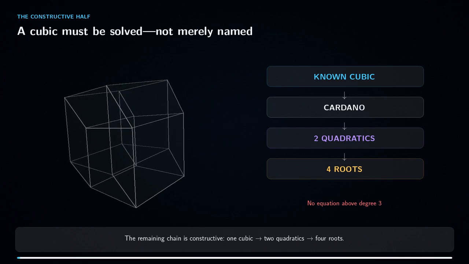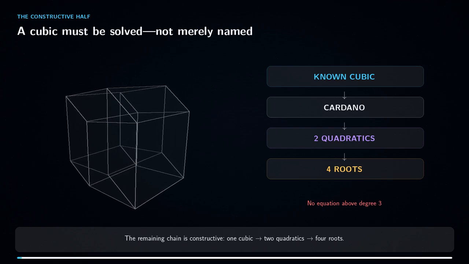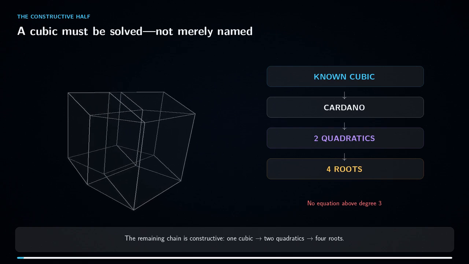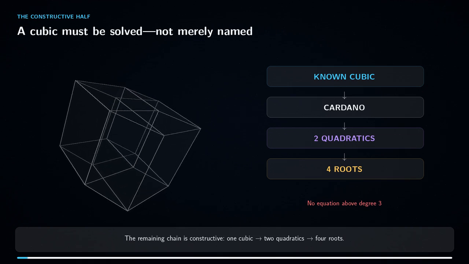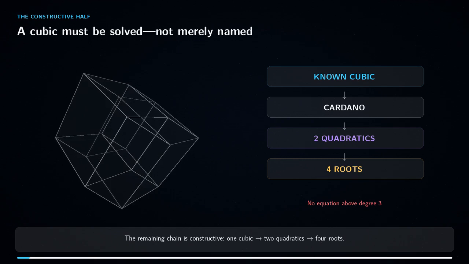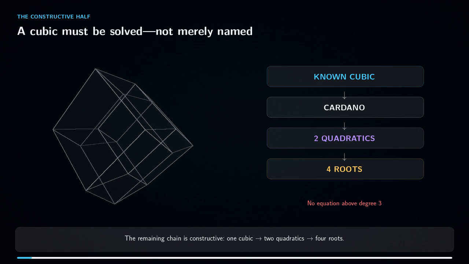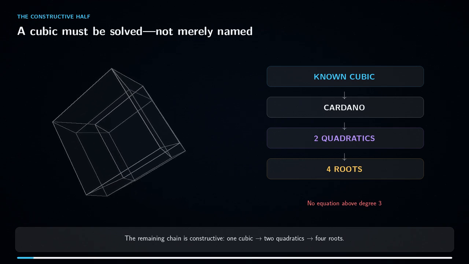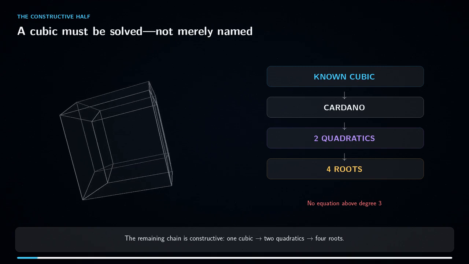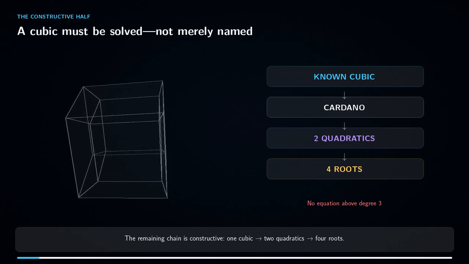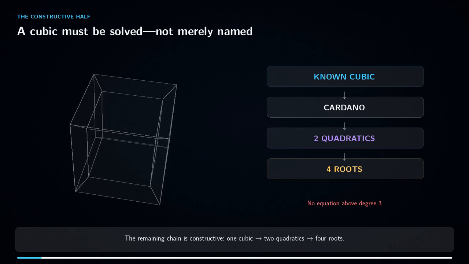Geometry has produced a resolvent cubic, whose roots encode the squared slice widths. But naming that cubic is not yet a quartic solution. We now solve it by Cardano's cut cube, use one cubic root to factor the quartic into two known quadratics, and solve both by completing the square. No equation above degree 3 will appear.